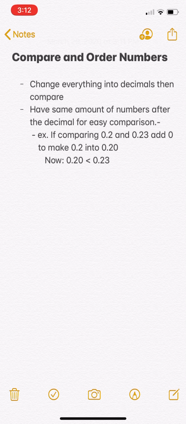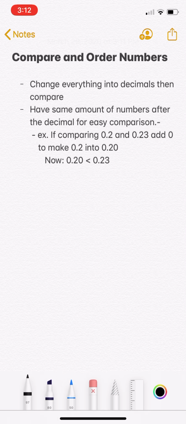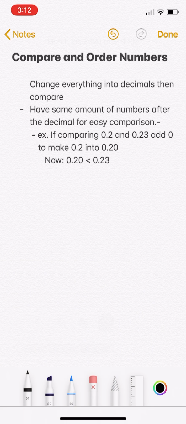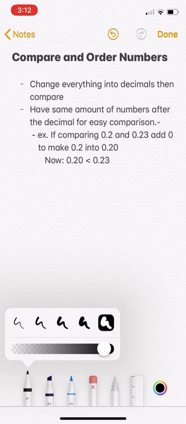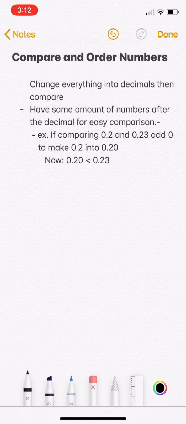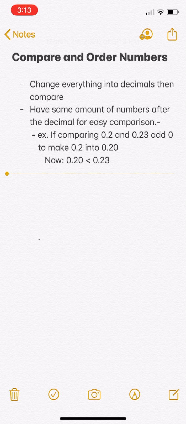So for example, if you're comparing 0.2 and 0.23, you would add a 0 to make 0.2 into 0.20. So when you're comparing the two numbers now, you have 0.20 and 0.23. So you could easily see that 20 is less than 23 because in this case, you wouldn't pay attention to the zeros. Because you would only be looking at the 20 and the 23 after the decimal, because 0 is the same.